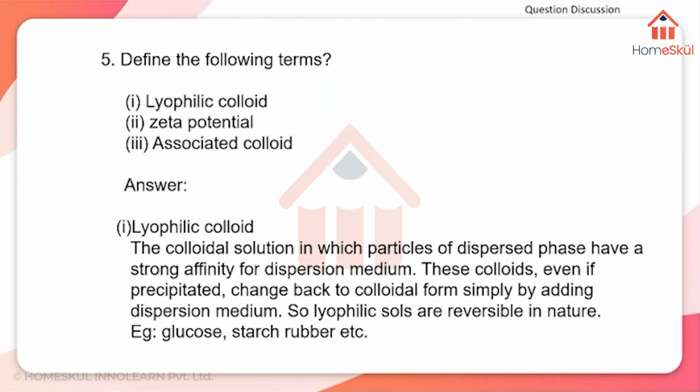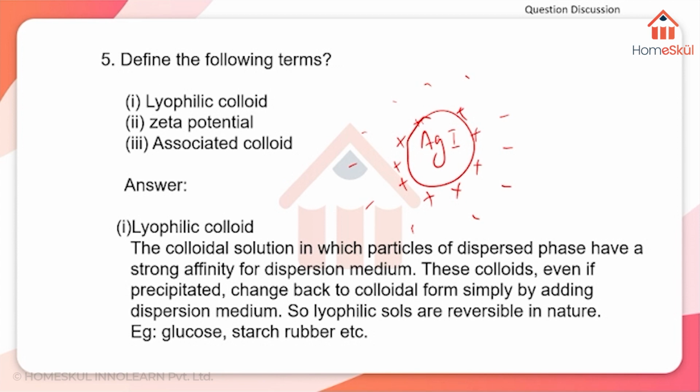Zeta potential is the difference in potential between the fixed layer and diffuse layer of a colloidal sol. That is, as I told you in the previous question, the silver iodide precipitate adsorbs the silver ions. So a positively charged layer will be formed around this precipitate like this. So obviously a negatively charged layer, that is of I minus, will also form around this like this.